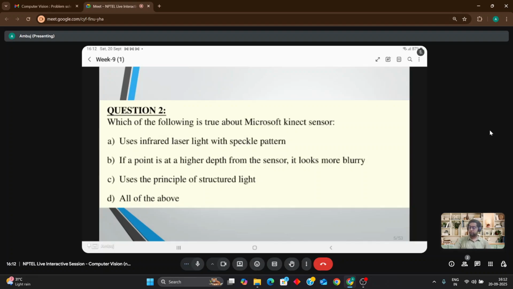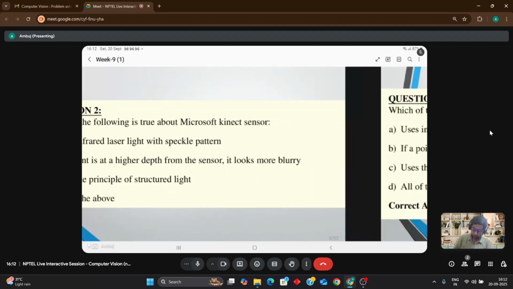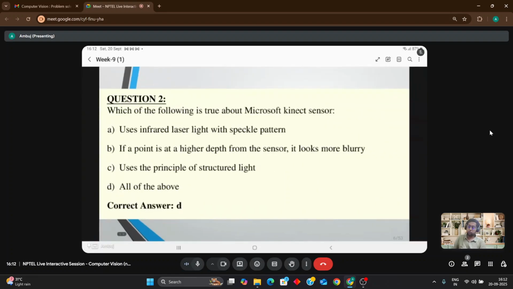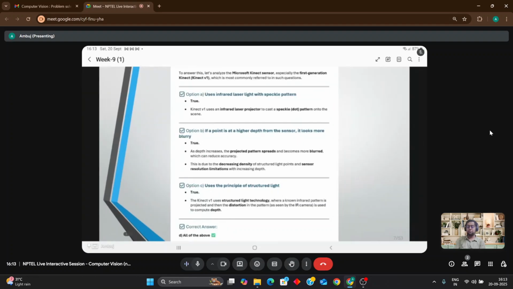So coming towards the second question, I hope you must have read it. Its correct solution is all of the above. The Microsoft Kinect sensor: A, it uses infrared laser light with a speckle pattern. B, if a point is at higher depth from the sensor, it looks more blurry. And C, it uses the principle of structured light. All of the statements are correct.